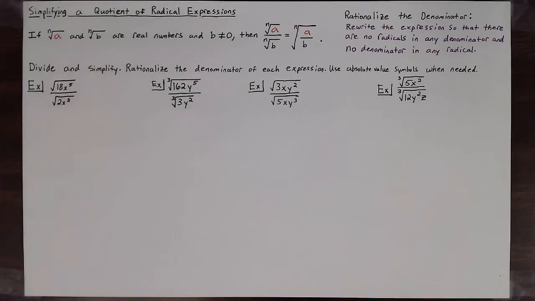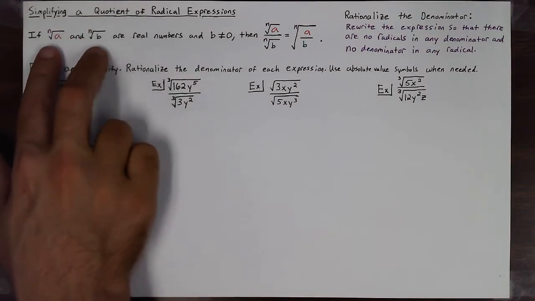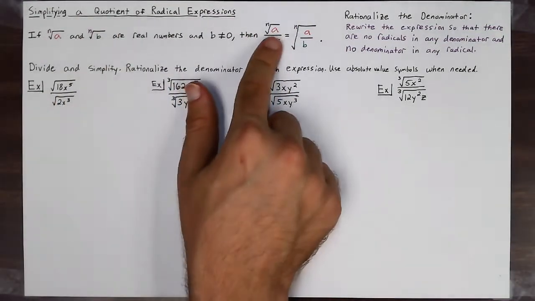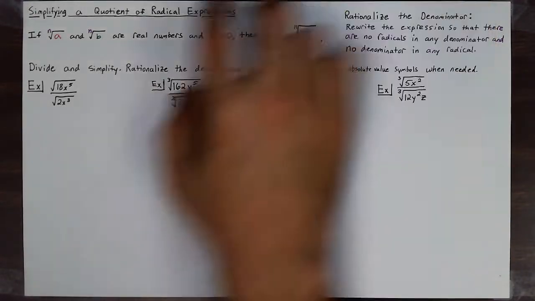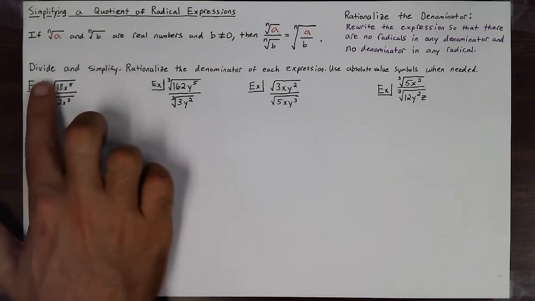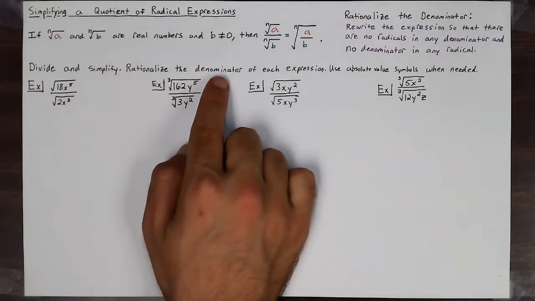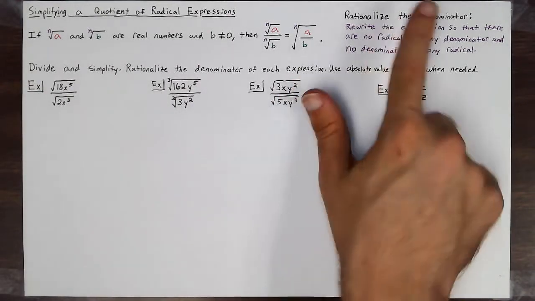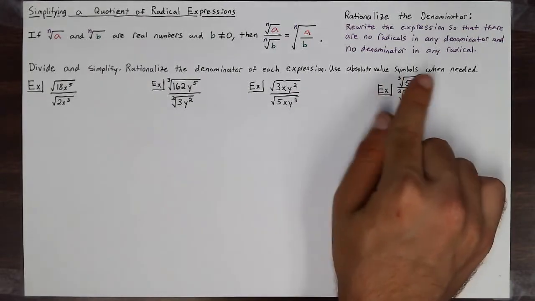In this video, we're going to learn how to simplify a quotient of radical expressions. Now, if two radical expressions are real numbers and they're being divided, as long as b does not equal 0, you can combine them into one radical. And again, they need to be real numbers for you to do this. For each example, we're going to divide and simplify. We're also going to rationalize the denominator of each expression, which I'll get into later once we need to do it, and use absolute value symbols when needed.